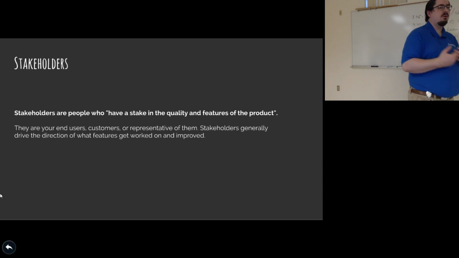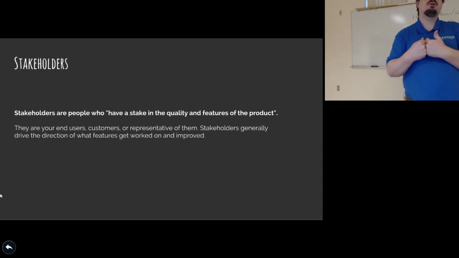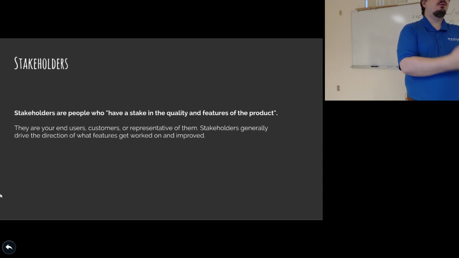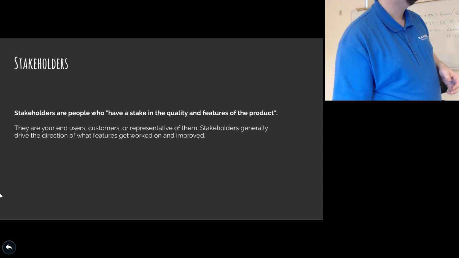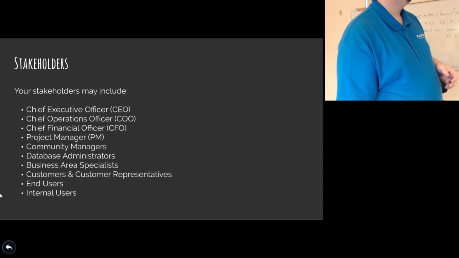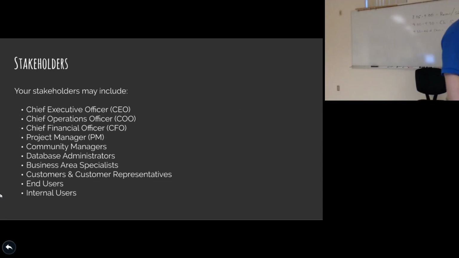So those are the things we have to pay attention to. The stakeholders, that's who we're building the software for. And what we want to do, ideally, is make them as happy as possible. The happier we can make the stakeholders, the more we're doing our job. Our job is to satisfy the stakeholders. Okay? So stakeholders might include just a broad list of people.